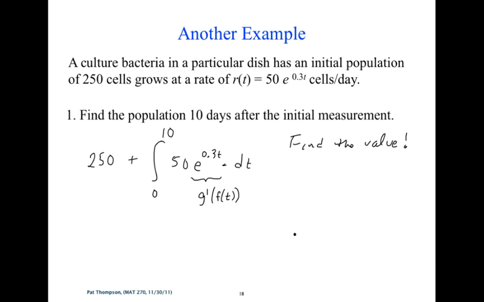Where's Trista? Trista, did you get started on this? Yeah, I was starting to take the anti-derivative of it. Okay, and what were your thoughts about that? So I know you would keep the e to the 0.3 to the t. Okay. And should we hold on to the 50 too?